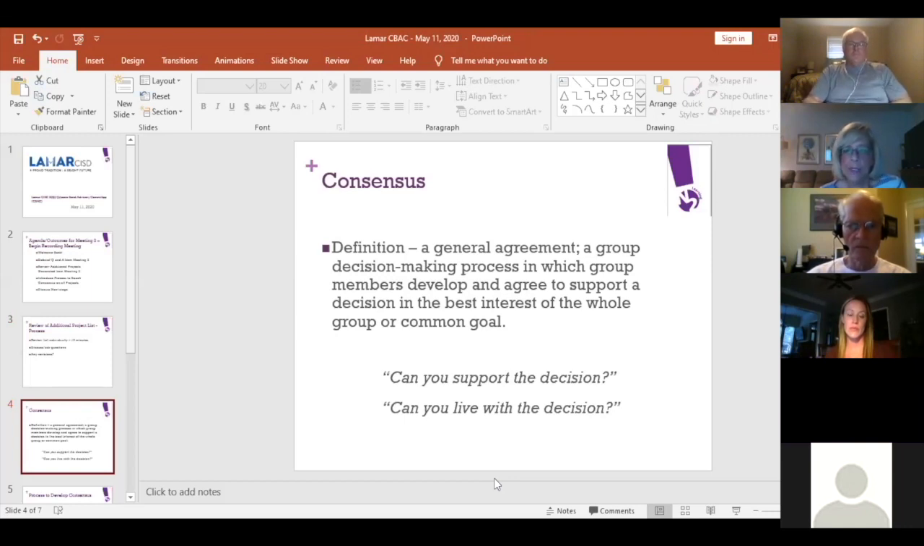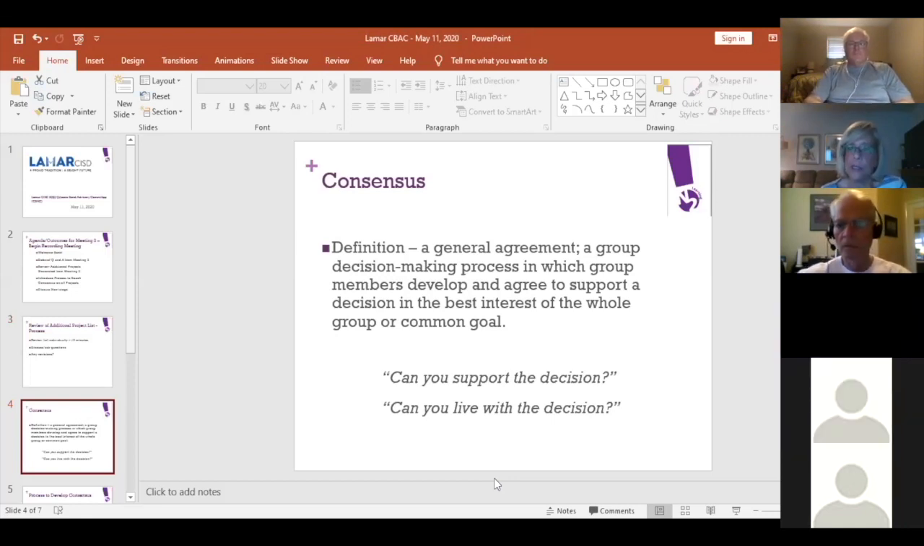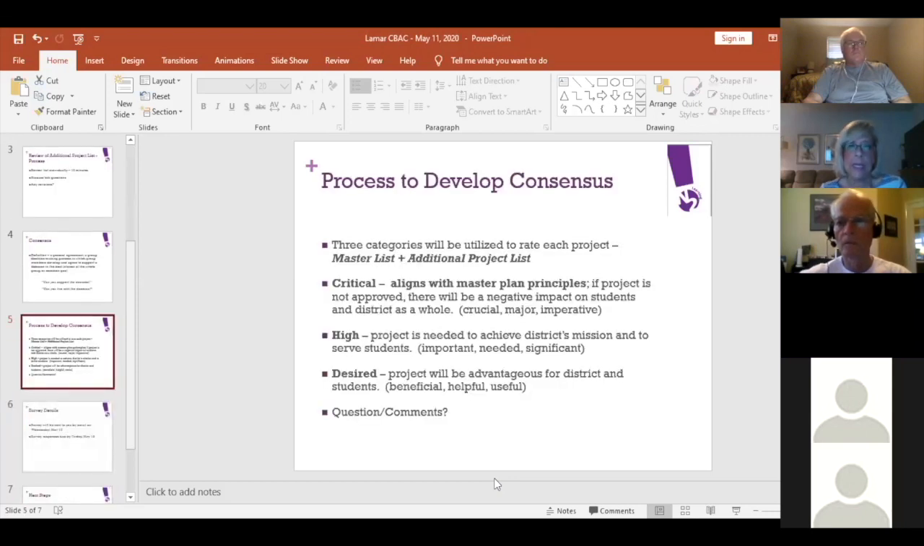I added a couple little sentences down there. Will we get to 100% of our committee saying yes? We may not. We'll get close. But can you support the decision? Can you live with the decision? We don't want anyone to walk away thinking that you won or you lost, because then it's not true consensus building.